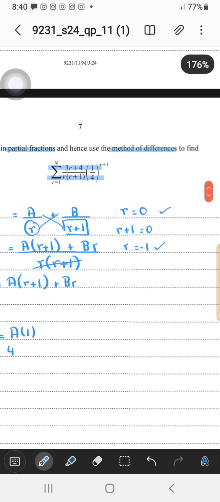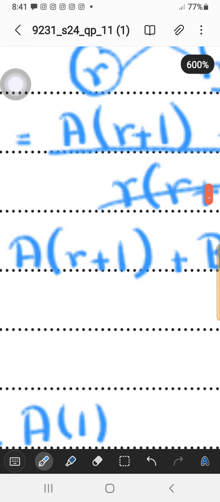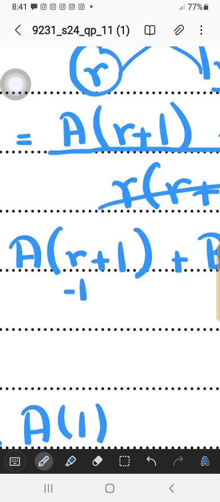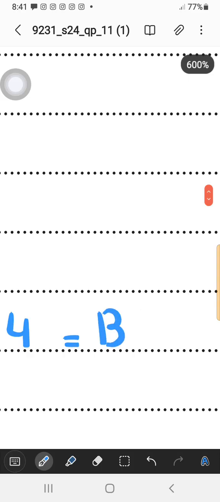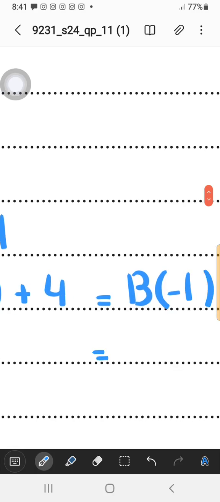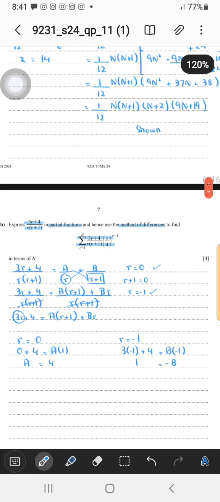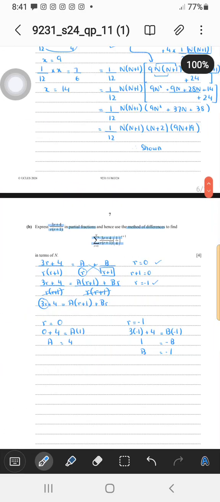Then we will find out b. For b we will use r equal to negative 1. We will write 3 times negative 1 plus 4, and if we put negative 1 here, negative 1 plus 1 becomes 0, and a multiplied by 0 becomes 0, so we will directly write b times negative 1. It becomes negative 3 plus 4, which is 1, and this is negative b, so b becomes negative 1. So we got our partial fraction here.